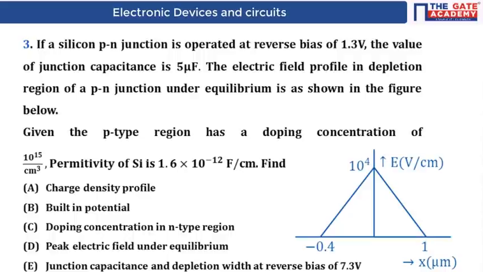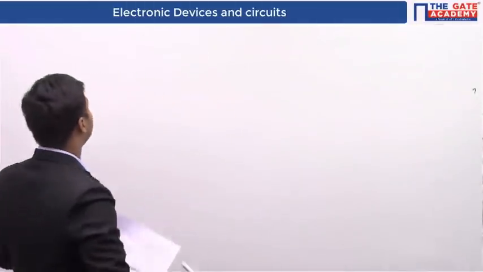Fifth part I will read once again: junction capacitance and depletion width at a reverse bias of 7.3 volts. So we can see that the electric field profile in the depletion region has been given.